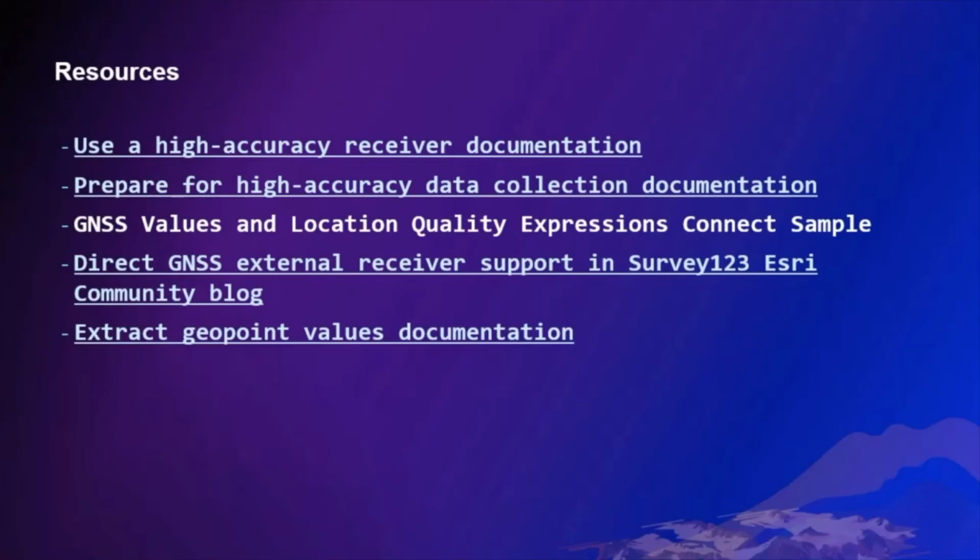For more information on using GNSS receivers with Survey123, please check out our Use a High Accuracy Receiver documentation and Prepare for High Accuracy Data Collection documentation. For visual examples, please check out the GNSS values and location quality expressions sample in Survey123 Connect, as well as Marika's direct GNSS external receiver support in Survey123 community blog. Also, please check out our Extract Geopoint Values documentation for a full list of available geopoint properties that can be extracted using pulldata at geopoint.